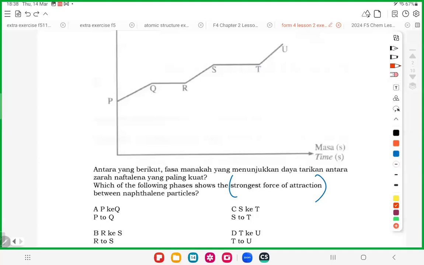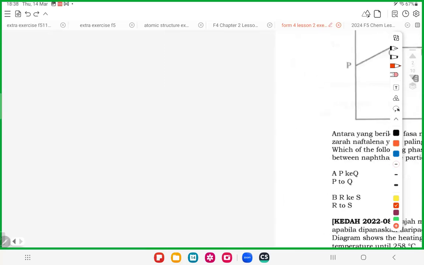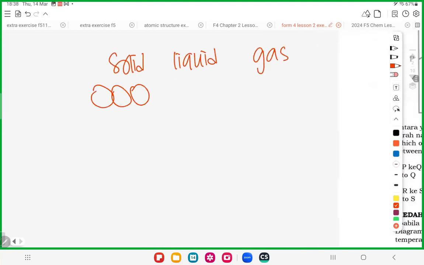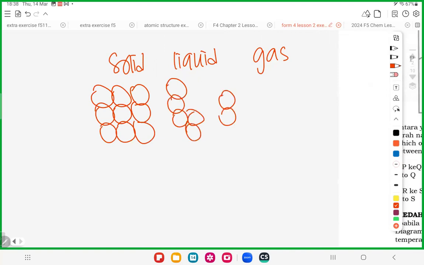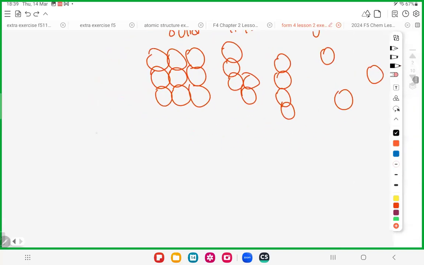Listen carefully. We learned last week, in lesson number 1, what? Solid, liquid, and gas. True or not? Solid, everything sticks together. Liquid, something sticks together. Gas, maybe they don't stick. They are far apart like this. So now, how do we know the force of attraction? Who is strong and who is weak?